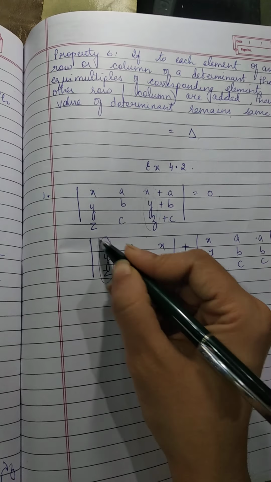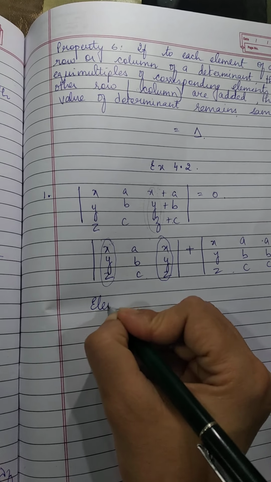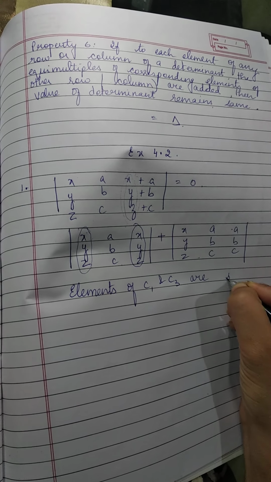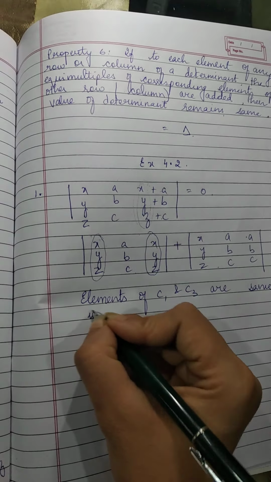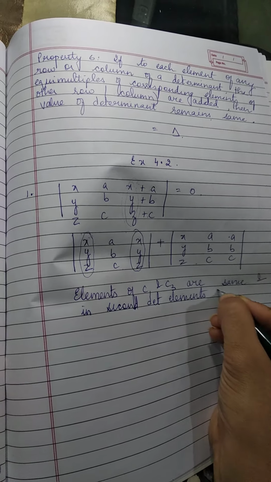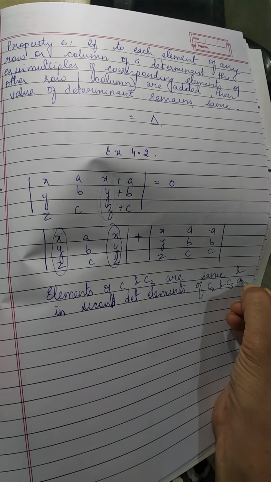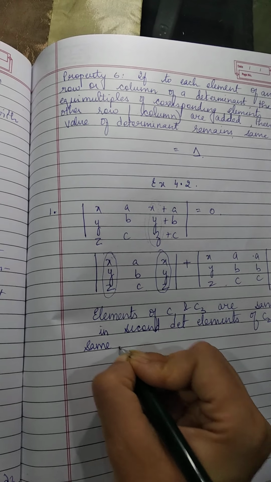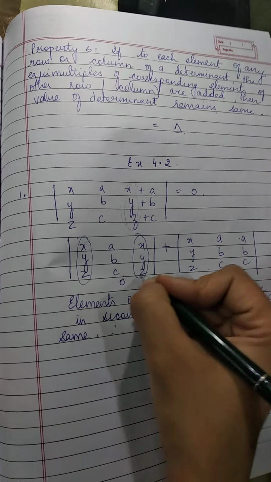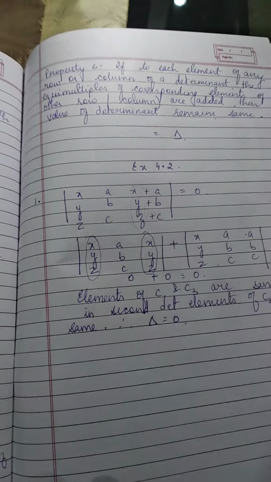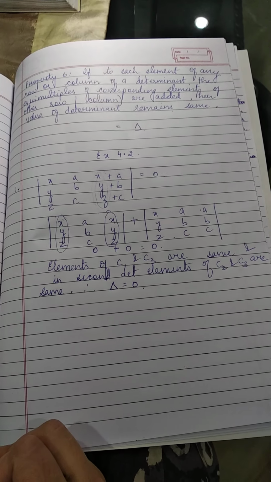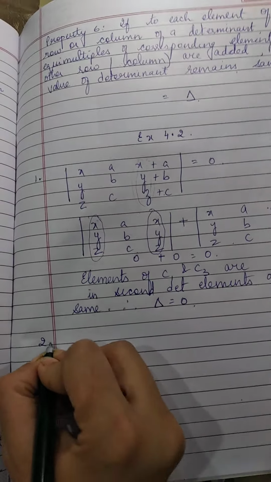Now, we learned the property that elements of C1 and C3 are same. And in the second determinant, elements of C2 and C3 are same. Therefore, their respective determinant value is equal to 0. So we can say the determinant value of this is 0, this is 0. So the entire determinant value comes out to be 0. This is how we will be using the properties. I hope it's clear. Next, we do question number 2.